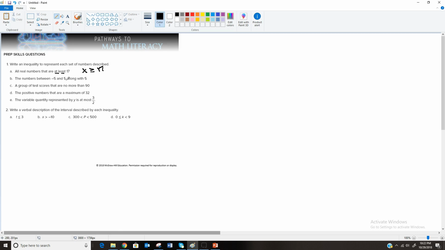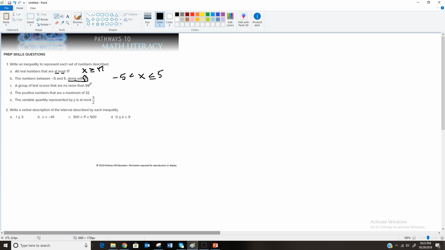Numbers between negative 5 and 5 along with 5. So we want to include the 5, but we don't want to include the negative 5. So we're going to start at negative 5. We're going to put the x literally between them. And we're going from negative 5 to 5, but it says include the 5, so less than or equal to 5. It doesn't say we want to include the negative 5 though, so we'll leave it like that.